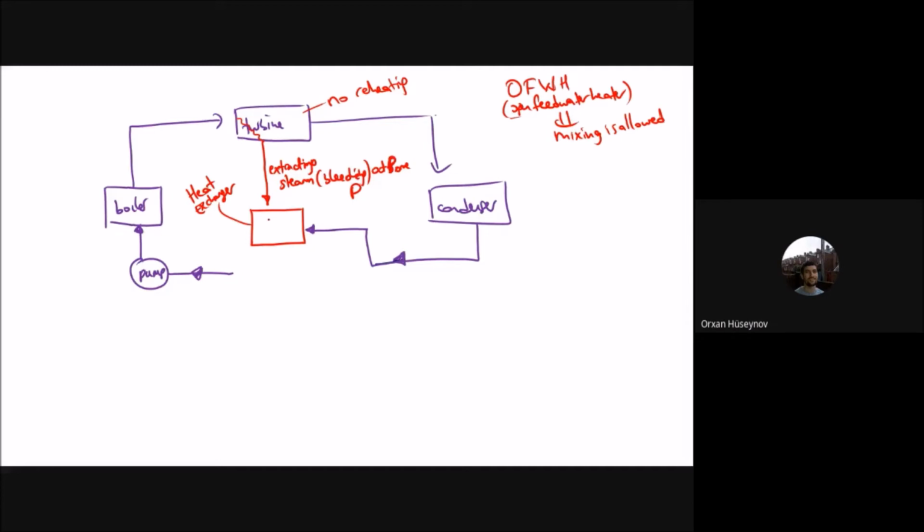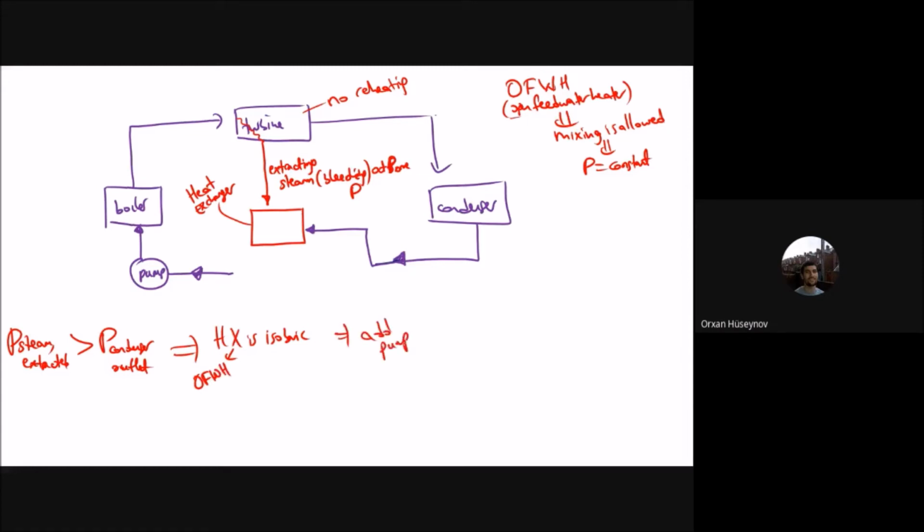This one is at pressure P, and since this is a heat exchanger, you have constant pressure. The extracted steam from the turbine has a pressure P, but the condenser outlet has a different pressure. But what we should have is the same pressure here. That extracted steam at P has more pressure than the condenser outlet, but we know that a heat exchanger is isobaric, and by heat exchanger here I mean the open feed water heater. Therefore, add a pump. We should add the pump at the condenser outlet so that you have the same pressure for this fluid as well as for that fluid, so that you can have the mixing process here.